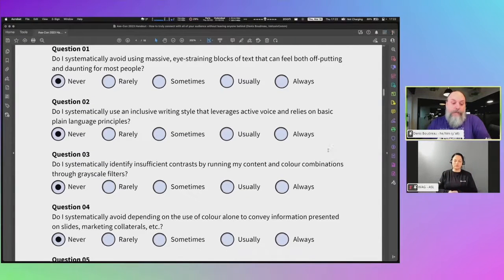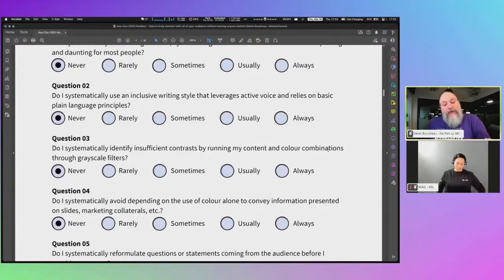Question number 4. Do I systematically avoid depending on the use of color alone to convey information presented on slides, marketing collaterals, etc.? So do you depend on color alone to convey information? Do you have a pie chart and we're supposed to determine what is what based on the colors that you use? Do you have error messaging that is completely dependent on the use of the color red? Are you doing stuff like that in your content, in your materials? Would you never do that, or do you do it rarely, sometimes, usually, or always?